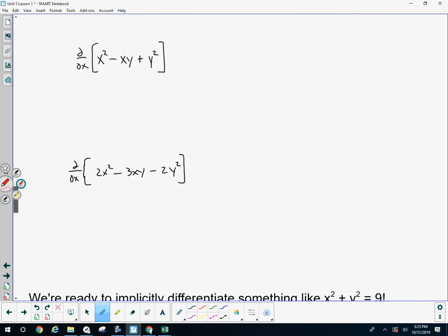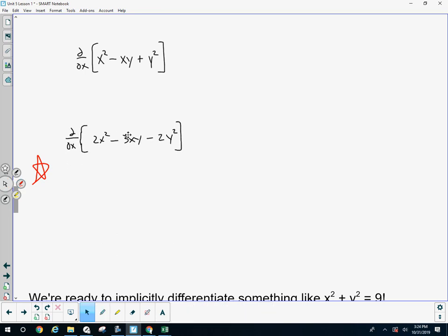But let's keep going, because the equation we need to take the derivative of looks like this. So you guys need to be able to take the derivative of x squared minus xy plus y squared. But before we do that, I'd like us to tackle this one, which I think is a little bit easier to explain before we go into the next one.